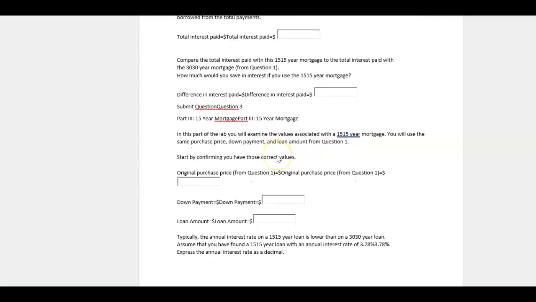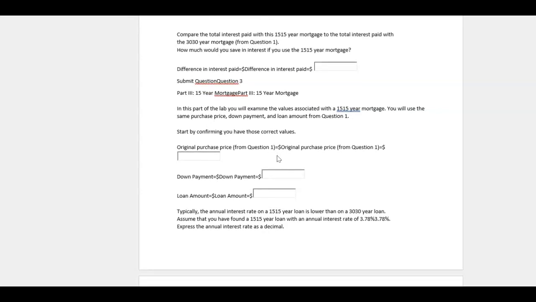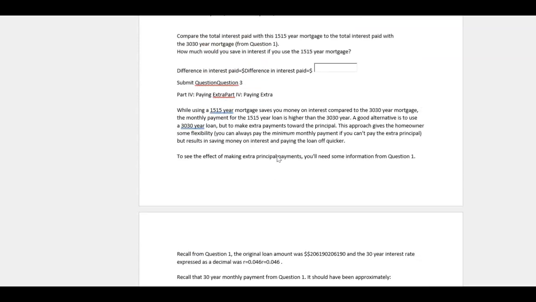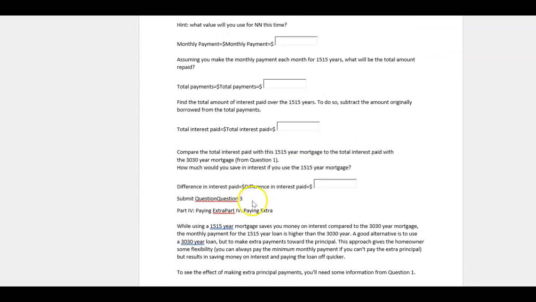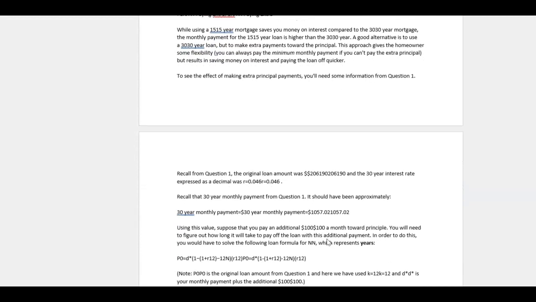questions. And then next you're going to be comparing some of the answers you got with the 15-year and 30-year, so you can make some decisions about which would be the better mortgage. So let's see. Oh, oops, I didn't scroll down far enough. Okay, here we go. So you'll be looking at the difference in the interest paid in the 15-year and 30-year. So you'll have to find those two interest amounts so that you can see what the difference is.